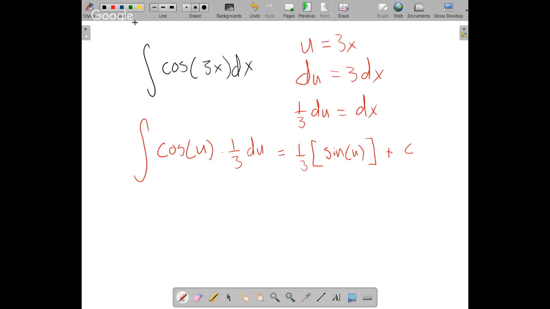To get our answer to the original problem, we just back substitute here. So then this would be equal to, for the original one, 1/3 times the sine of 3x. And because it doesn't have boundaries, it's an indefinite integral, I have to not forget my plus c. So that'd be the final answer based on my substitution. All right, let's try another one.